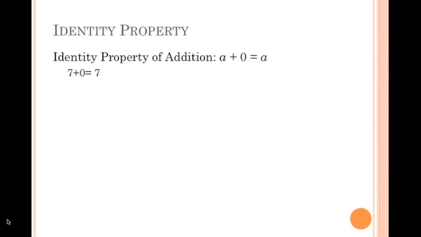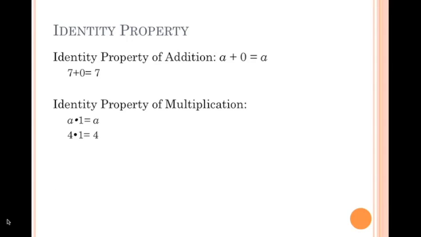The identity property of addition states that if a is any real number, then a plus 0 equals a. There is a unique 0 such that any real number added to it yields itself. 0 is the identity element of addition. For example, 7 plus 0 equals 7.